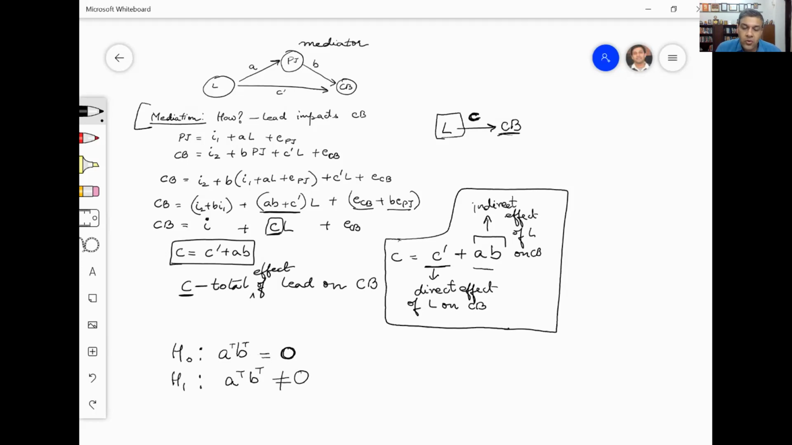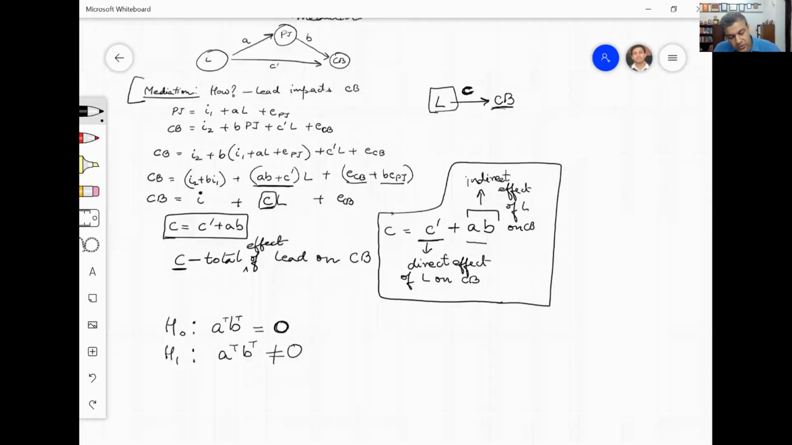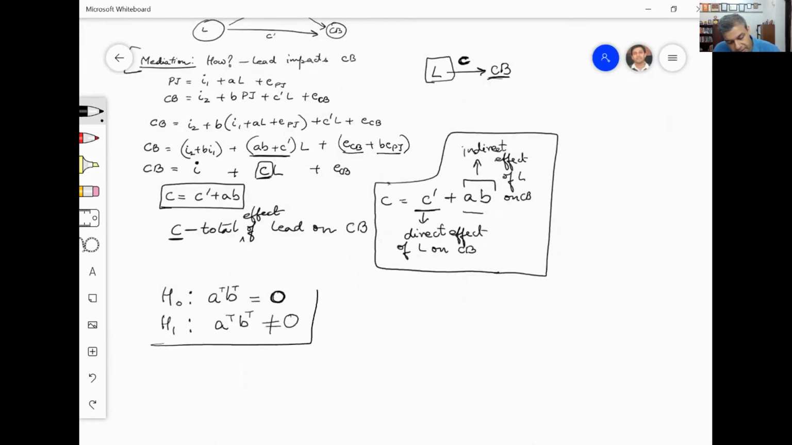Mediation exists only and only if the indirect effect is non-zero. If the indirect effect is 0, there is no mediation, irrespective of what happens to C dash. In order to prove that there is mediation, you will have to prove that the product A into B is significant. Now, in order to test mediation, there are two kinds of tests. One is the Sobel's t-test.